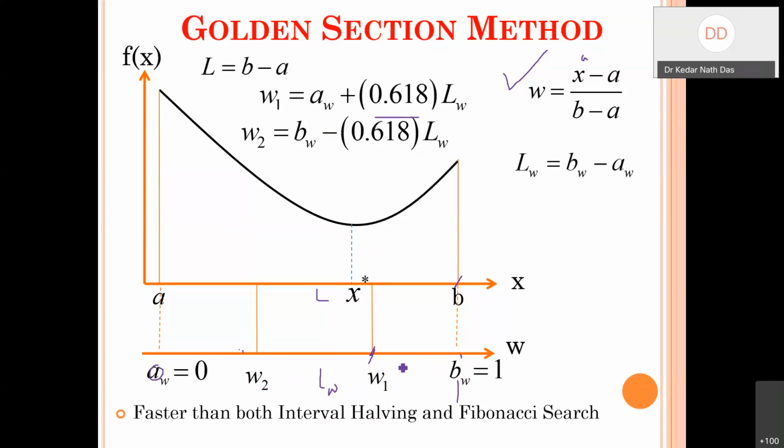The beauty of this is we have to evaluate only one function. So let us say if AW has been transferred to this in the next iteration, then we can calculate W2 somewhere here. That means W1's function value has already been calculated. Only one new function value needs to be calculated afterwards. That's why it is going to be faster than interval halving and also the Fibonacci search method.